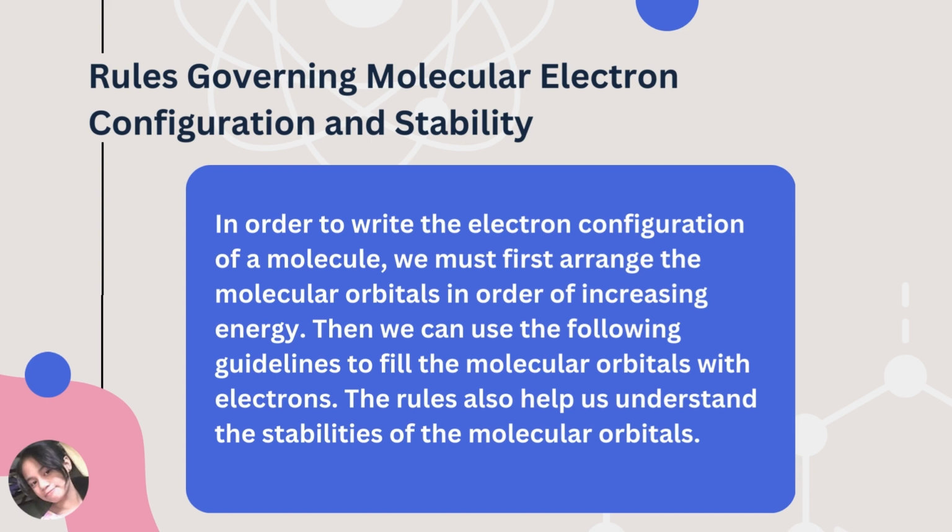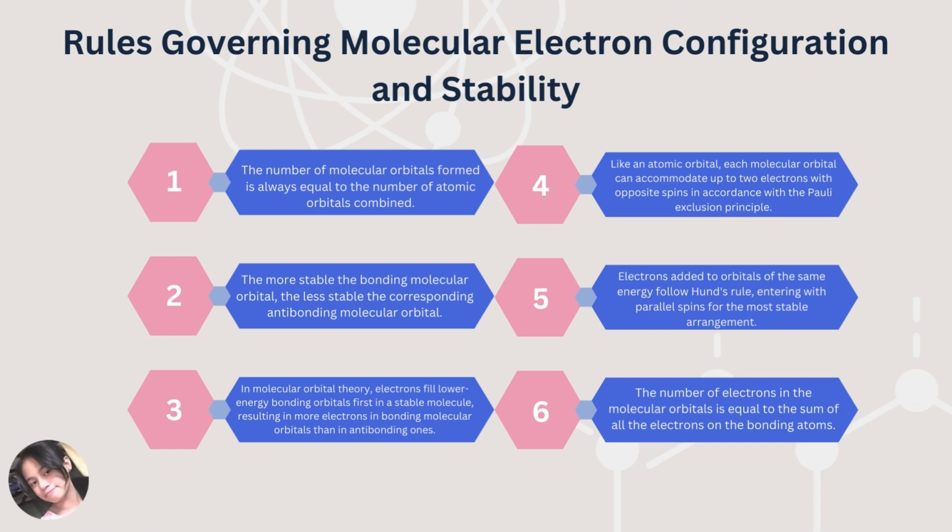Then the rules also help us to understand the stabilities of the molecular orbitals. So here are the six rules. First, the number of molecular orbitals formed is always equal to the number of the atomic orbitals combined. Number two, the more stable the bonding molecular orbital, the less stable the corresponding antibonding MO.